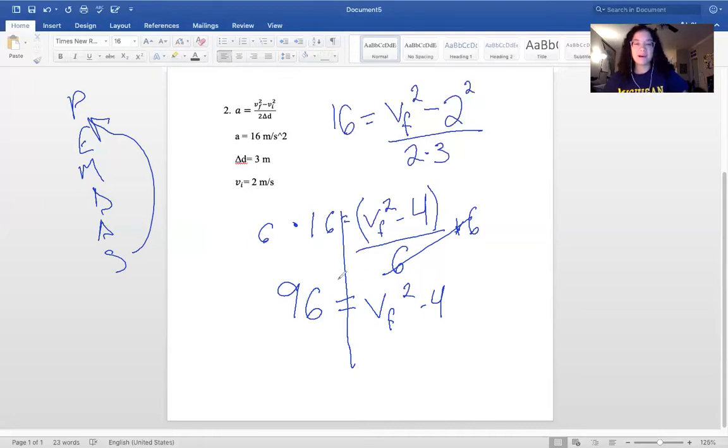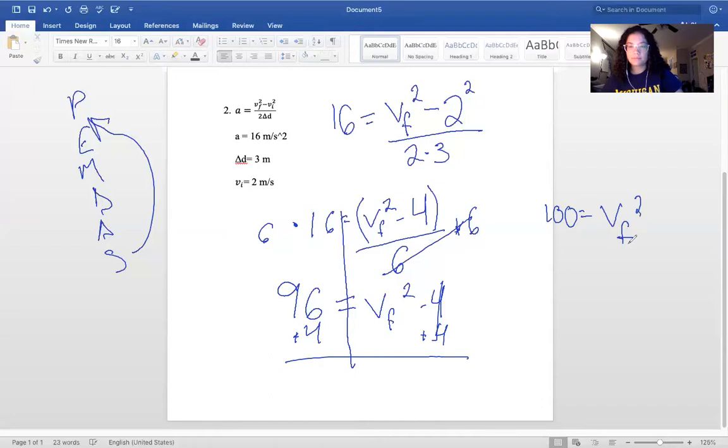Sorry, okay, so now we've got VF squared minus 4 equals 96. We've got to get this 4 out of the way. It is being subtracted, so I'm going to do addition. Those cancel. 96 plus 4 gives me 100, and that's VF squared.